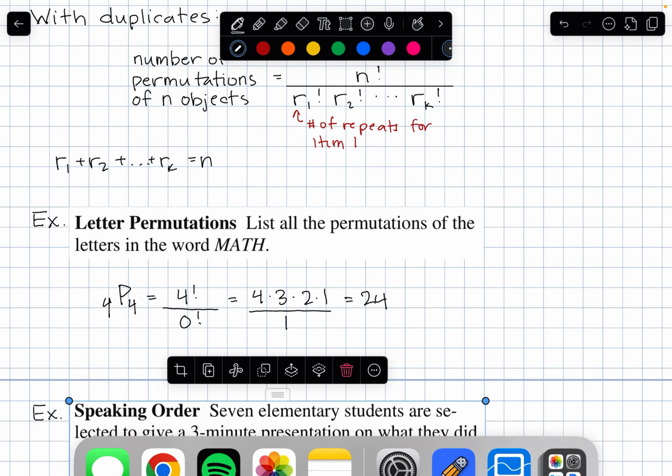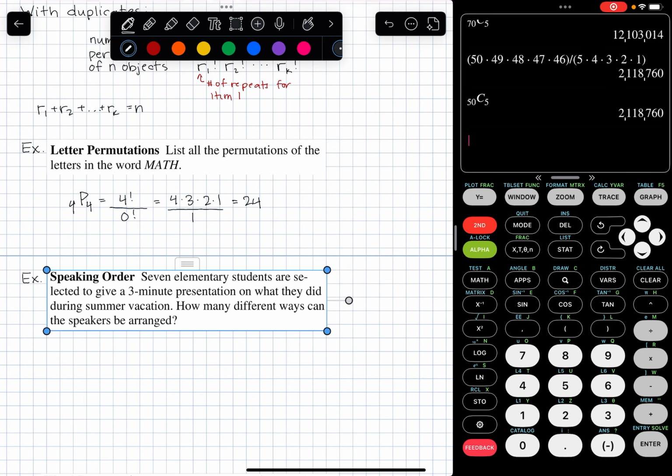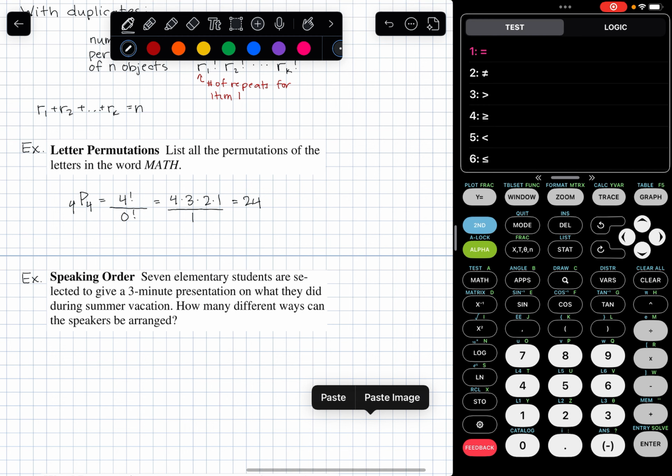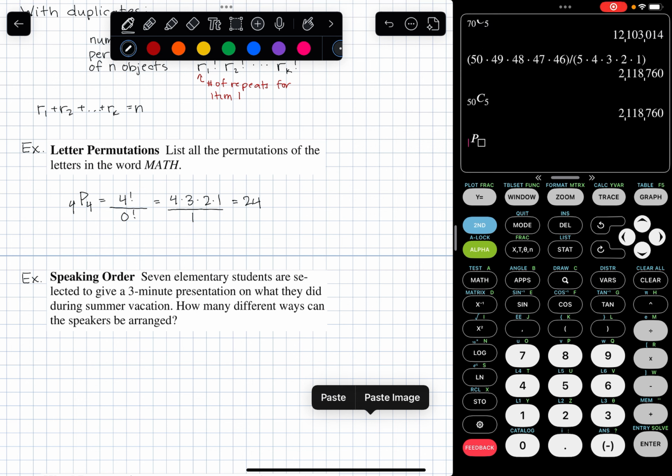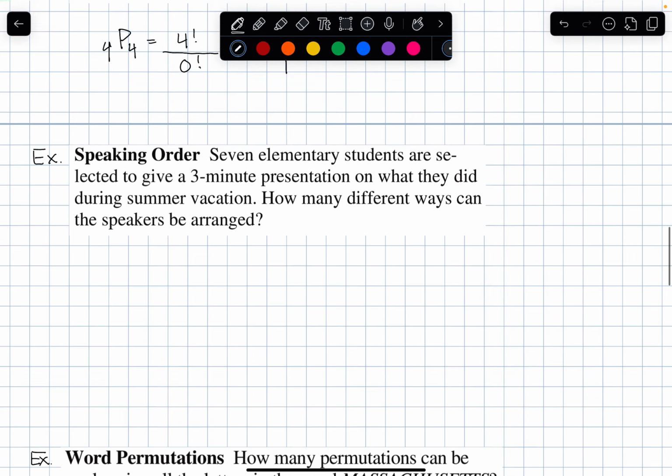Let's check that on our calculator. So on the calculator, we're going to go math, prob, whoops, wrong button. Math, prob, option 2, and we want 4P4. And we get 24. Yay, I know how to do math.